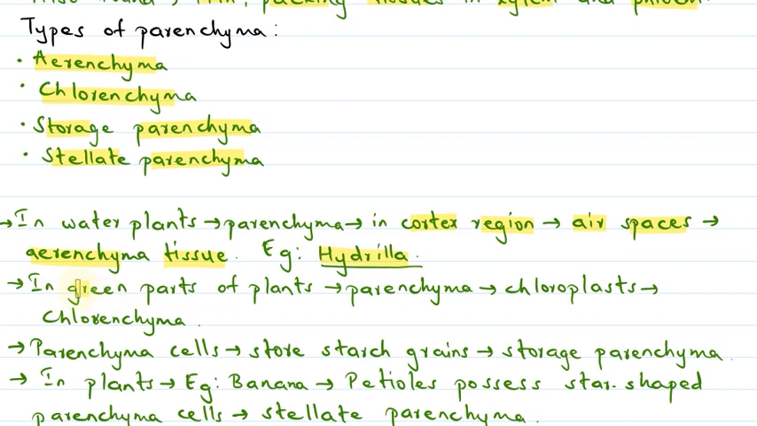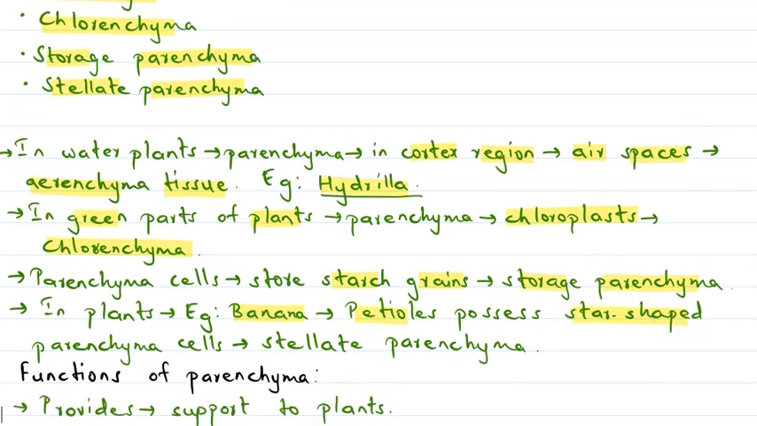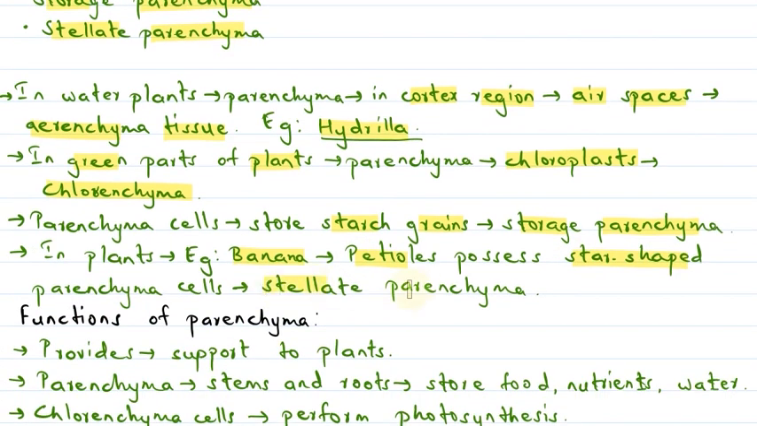In some green parts of the plants, the parenchyma tissue contains chloroplast, and such parenchyma tissue is known as Chlorenchyma tissue. Some parenchyma cells store starch grains, and those parenchyma tissues are known as storage parenchyma. In some plants like banana, the petioles possess star-shaped parenchyma cells, known as stellate parenchyma.